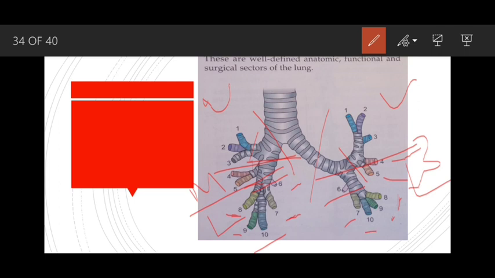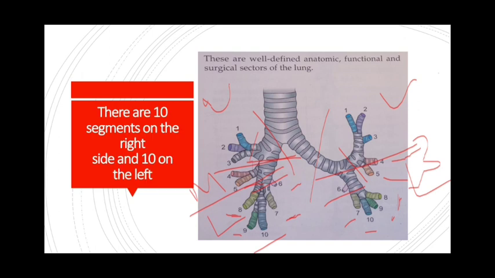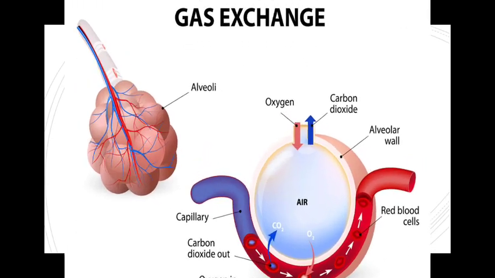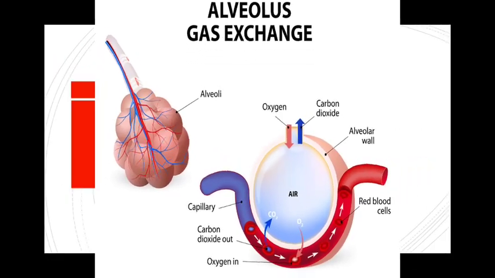So these are the segments and lobes of the bronchial tree as well as the lungs. There are 10 segments on the right side and 10 segments on the left side. This is the part of the pulmonary unit where gas exchange takes place, right? This is the segment, right lobe and left lobe.